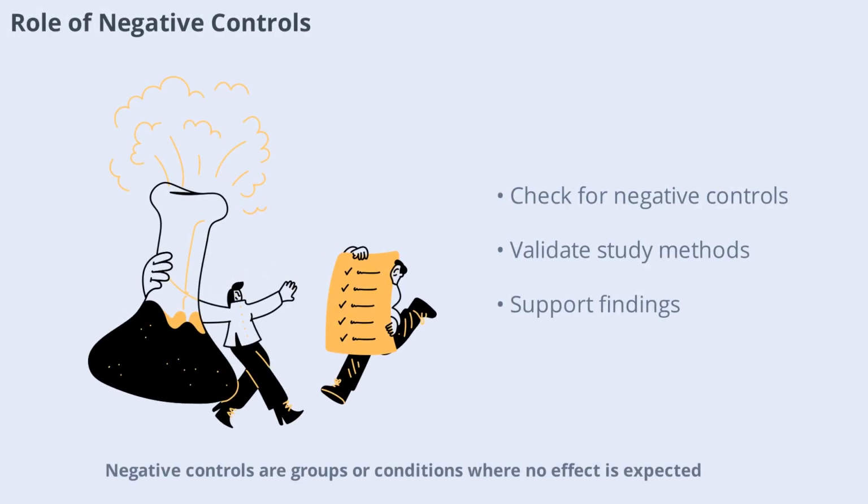Negative controls are groups or conditions where no effect is expected. They help validate the study's methods and ensure that observed effects are not due to confounding factors. When reviewing conclusions, check whether negative controls were used and how they support the findings.